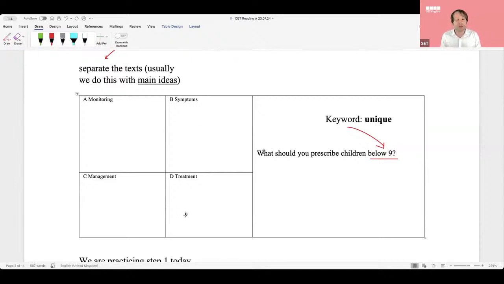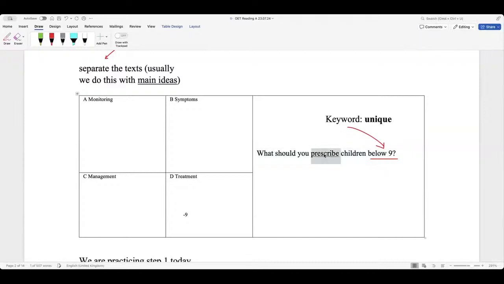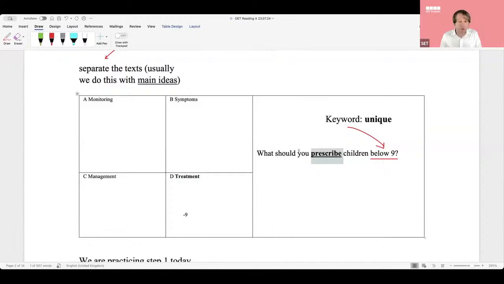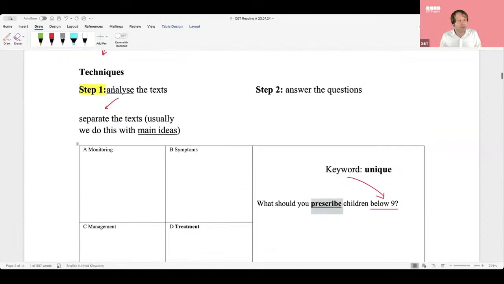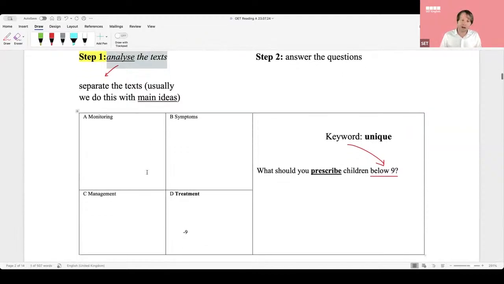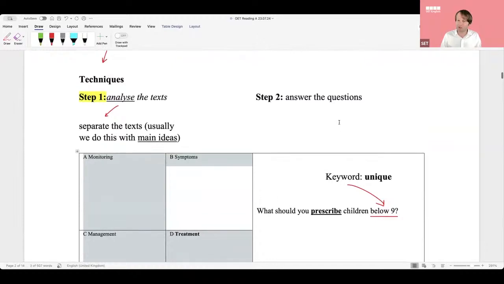What text should I look for this? What text should I look at? Prescribe. Treatment. Why prescribe and treatment? Why are they connected? Category. Well, prescribe, treatment, medication. Medication is prescribed. Yeah. Medication is treatment. So step one, when we do this, it's helping us find the text in step two.